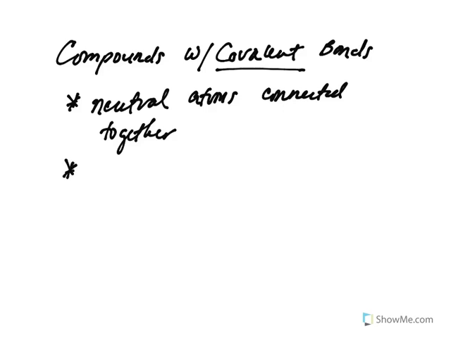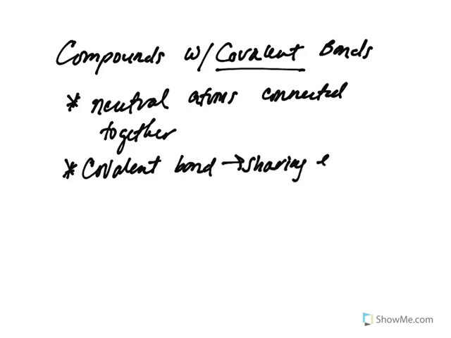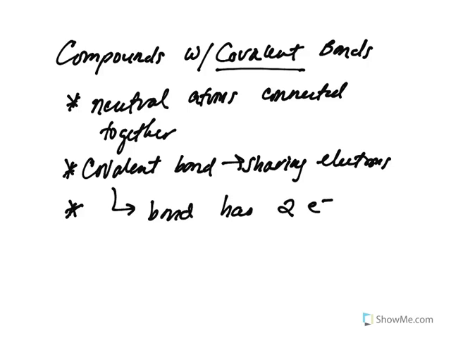And that connection that they make, that covalent bond, happens because they are sharing electrons. So rather than having one atom lose electrons and give them to another to form positively and negatively charged ions, now we're sharing those electrons between the two atoms. And each covalent bond has two electrons that are being shared. And remember, these electrons that are being shared are valence electrons.